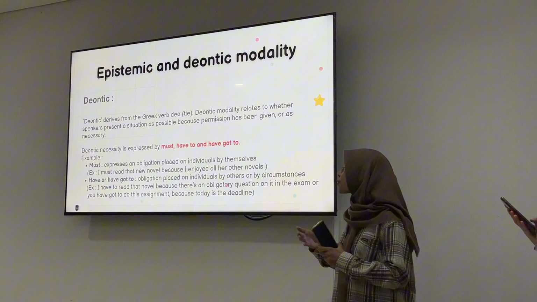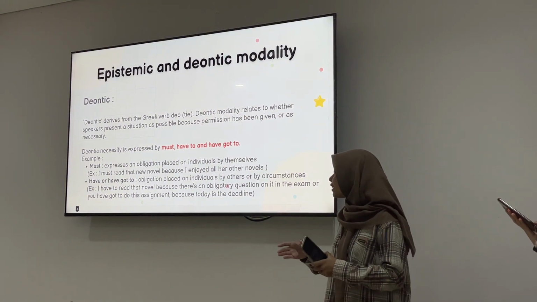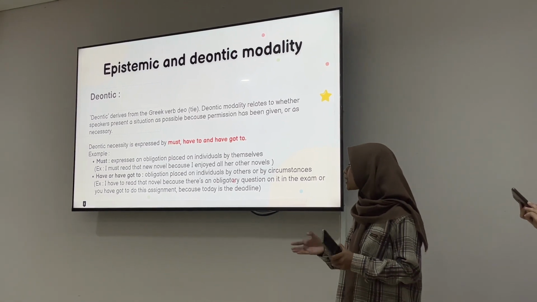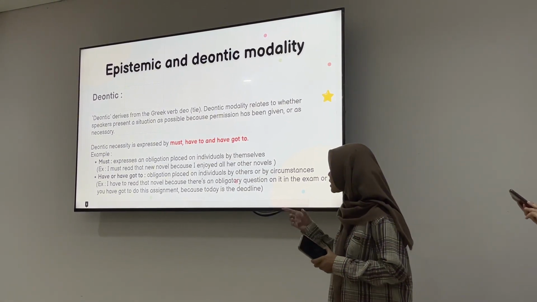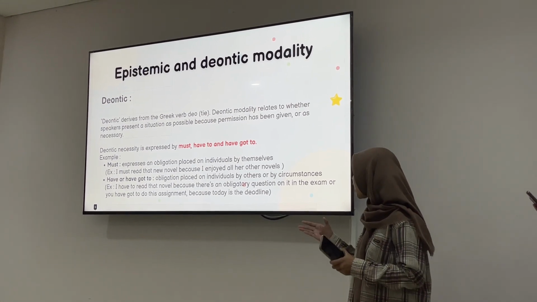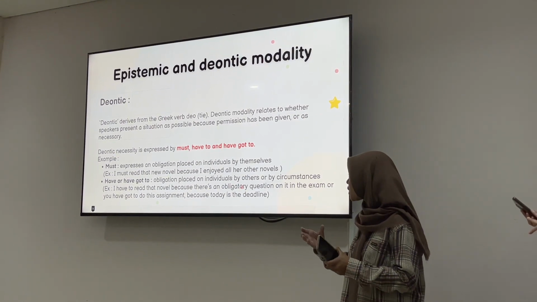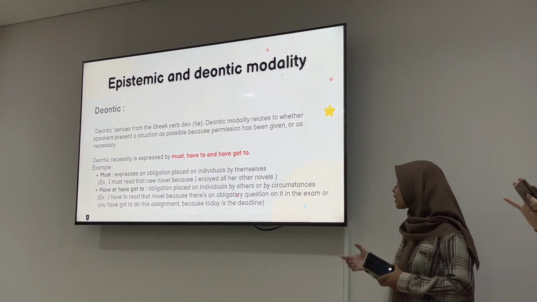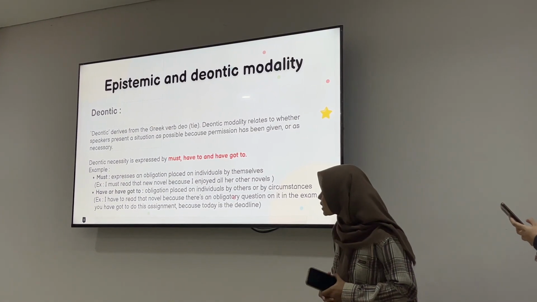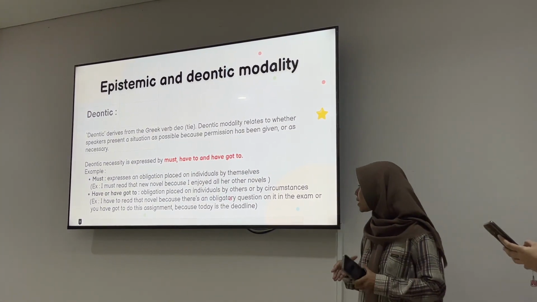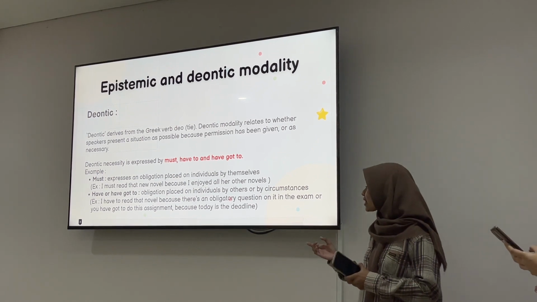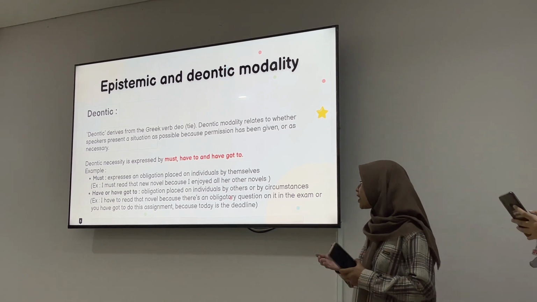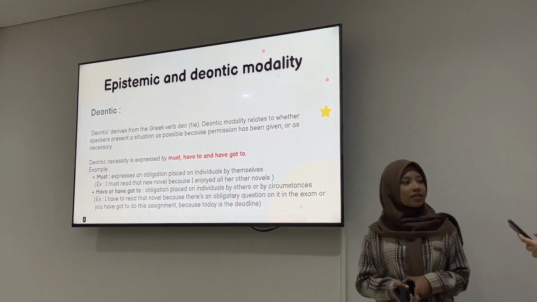So I read the novel or I do the activity because of external factors, or factors influenced by others. Here the factor is that I read the novel because I have to answer an obligatory question on it in the exam. Or the other example is I do the assignment because of the deadline. It is called the external factor why I, or she, or they do the activity. Next.